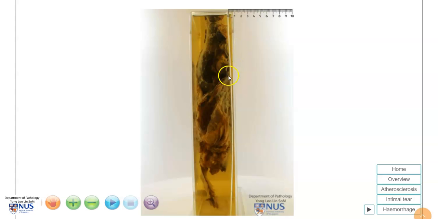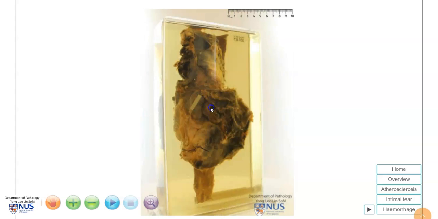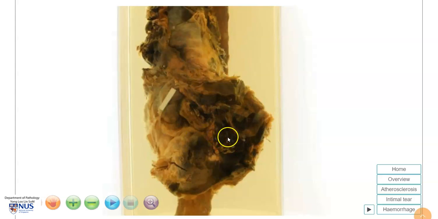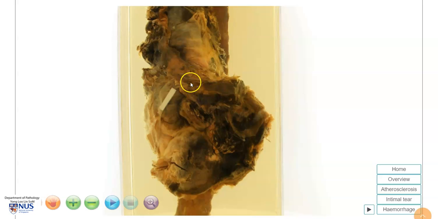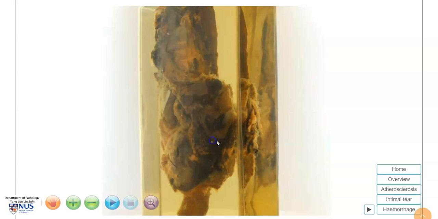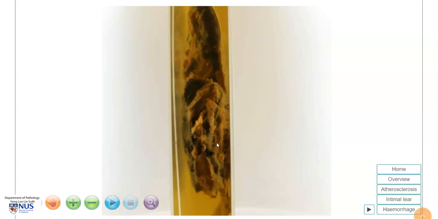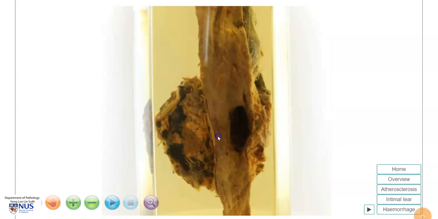This is the area of the adventitia. And as we look at the posterior surface, there are some blackish areas here, which are very suggestive of rupture and bleeding beyond the layer of the adventitia. And that is one of the main complications of aortic dissection, that is rupture through the adventitia and massive hemorrhage.